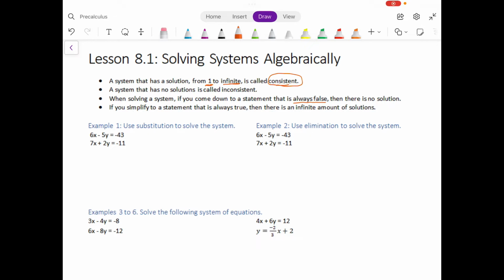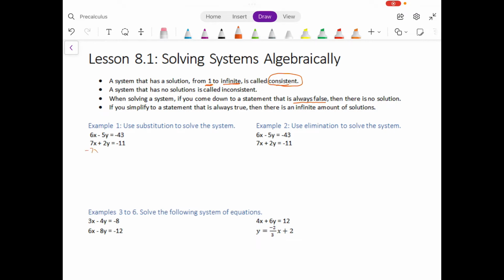So example 1 says use substitution to solve the system. Well, using substitution, there's not an easy one to solve for. So substitution obviously isn't the best here, but we're asked to use substitution. Let's go ahead and do that. So it looks like it will be easiest to solve for y.